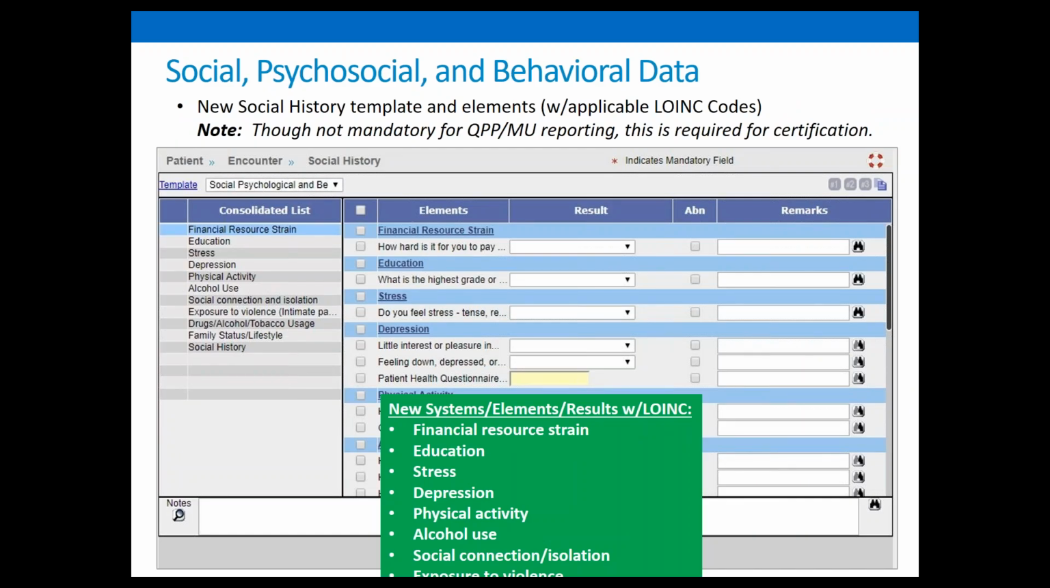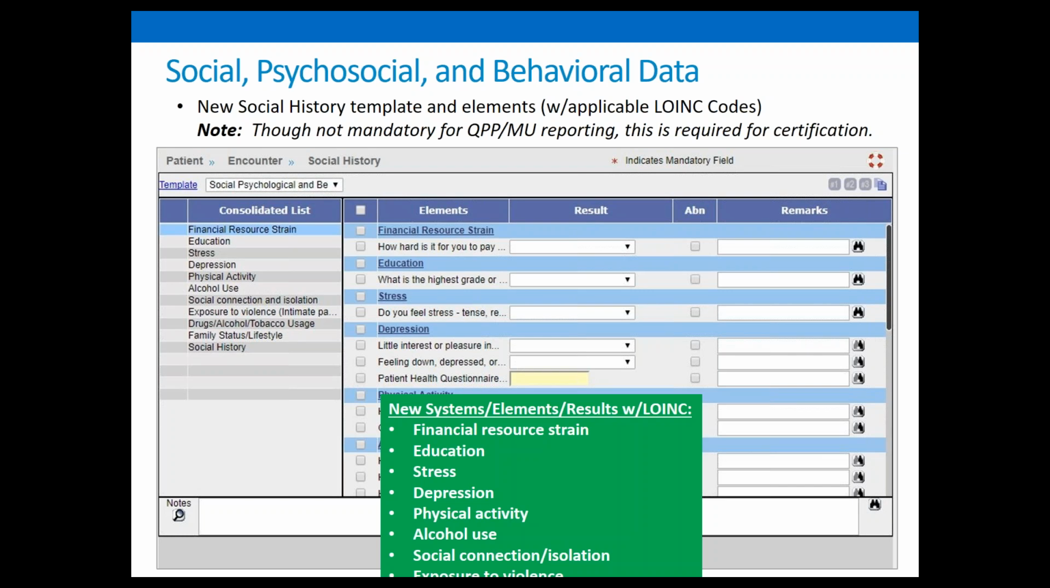Now, looking at other system-level changes and features for the certified version, there is a new automatically interfaced social, psychosocial, behavioral data template under social history. Now, you do not need to start using this unless you want, but it is going to be automatically given to you in your database. It has all of these predefined systems and elements. Now, you may already be asking some of these elements in your existing social history, which is why I say you do not need to start using this unless you want. Most people are already asking about depression, stress, alcohol, etc.